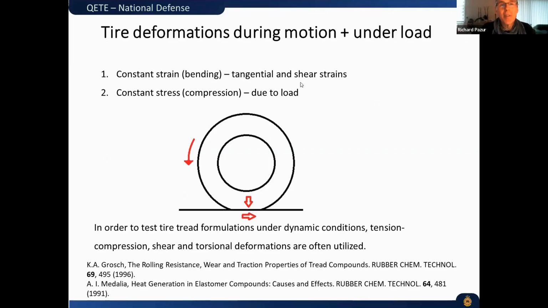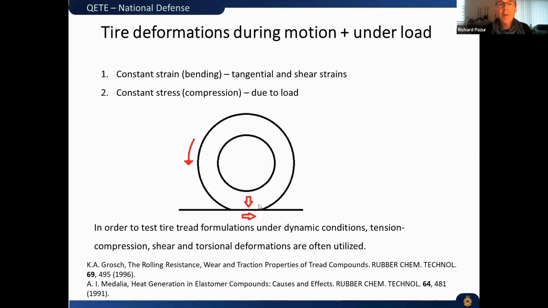A tire, of course, is going to be under a constant stress due to the load, right? So that's the arrow here going down on a tire. And a tire that's in motion is going to be churning. And when it hits the pavement or the surface here, you're going to have bending modes taking place where it hits the surface and then it's released here at the end. And those bending modes are strain modes. There are also tangential and shear strains taking place with the pavement.